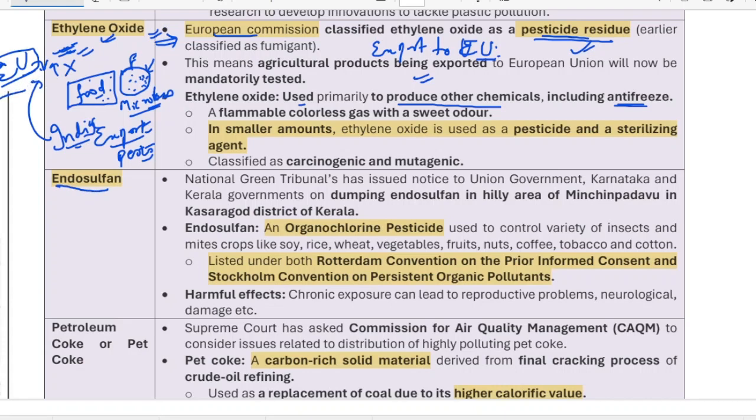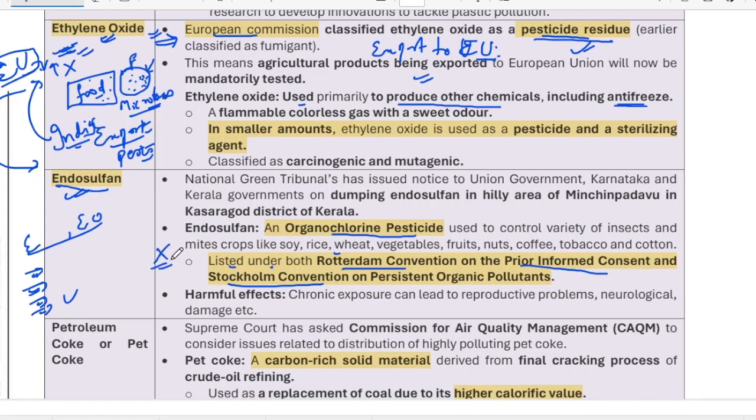In the same category comes endosulfan. Endosulfan is also a pesticide. You must remember what endosulfan is and what ethylene oxide is. UPSC may ask about terms like endosulfan and ethylene oxide being in the news, and what these are, and will give options. So you must remember that these are pesticides. An important thing about endosulfan is that it has been listed under the Rotterdam Convention on prior informed consent and the Stockholm Convention also. If any chemical is listed under the Stockholm and Rotterdam conventions, then its export or manufacturing cannot be done.